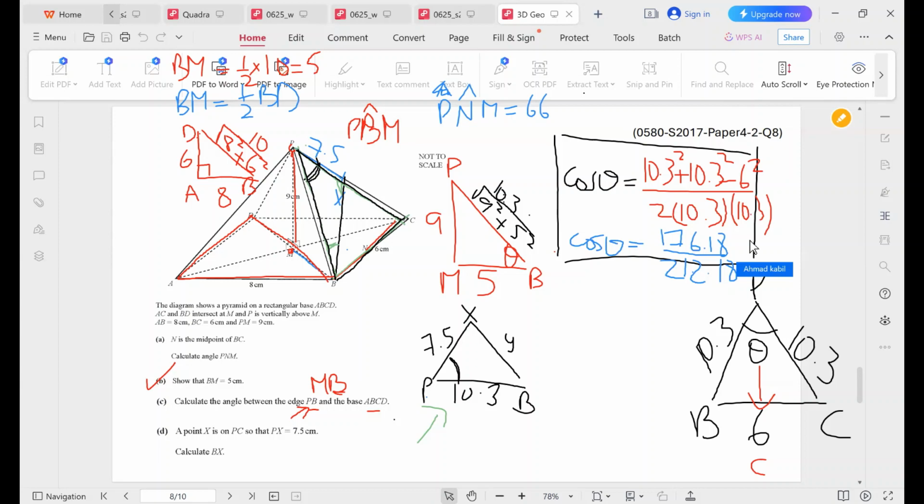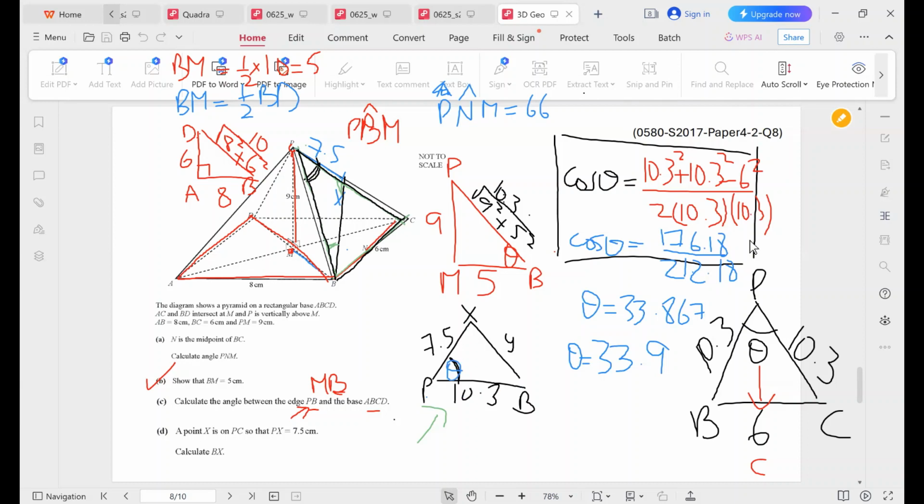And you shift cosine this fraction. So shift cosine 176.18 divided by 212.18. You get 33.867, which is approximately 33.9. So theta is equal to 33.9. And we can use theta and then use the cosine rule again in order to find y.